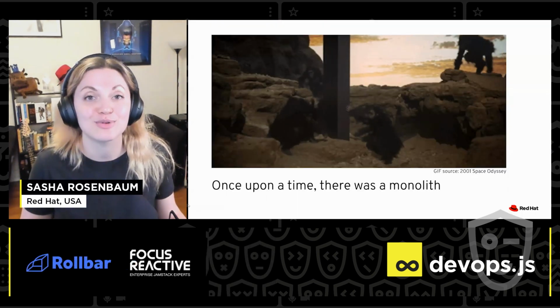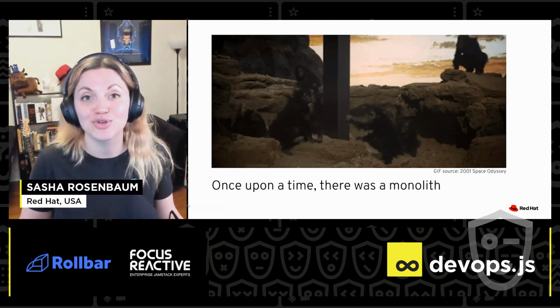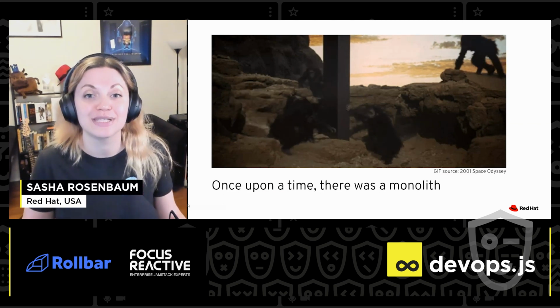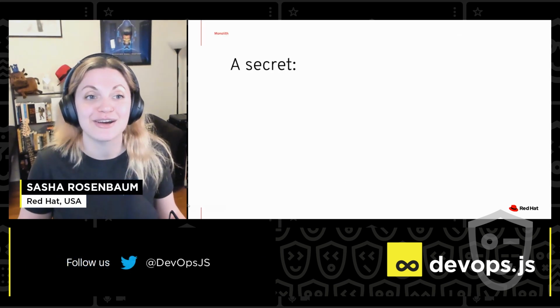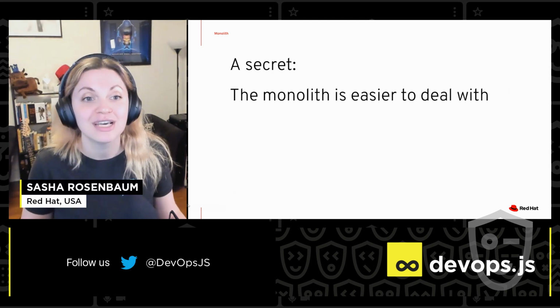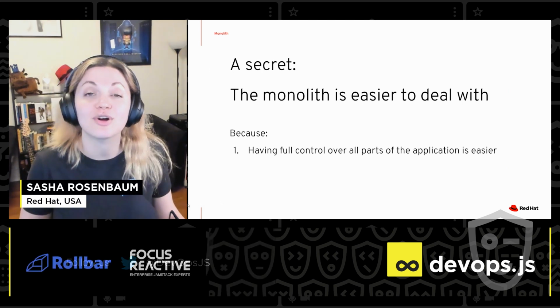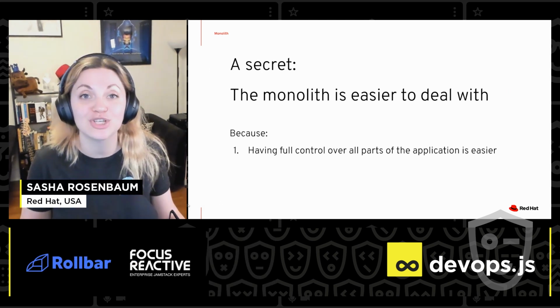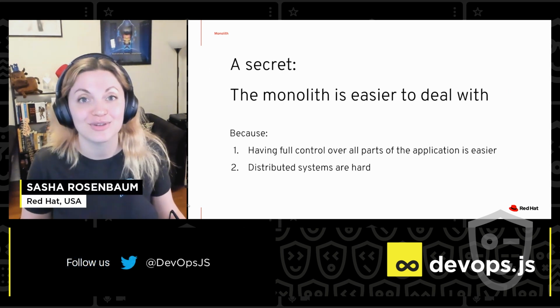So let's start with this. Once upon a time, there was a monolith, right? And the monolith was pretty, and we actually enjoyed working with a monolith, and everything was relatively okay. And to tell you a little secret that no one likes to talk about anymore, the monolith was actually easier to deal with. Because in a monolith, you had full control over all the parts of your application, all of your dependencies and all of the things. And also because distributed systems are hard, and that's just a universal truth, right?